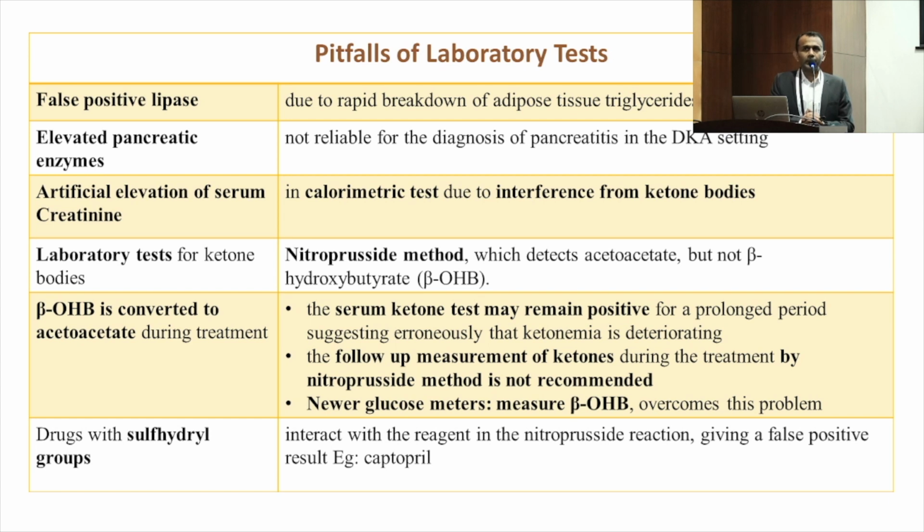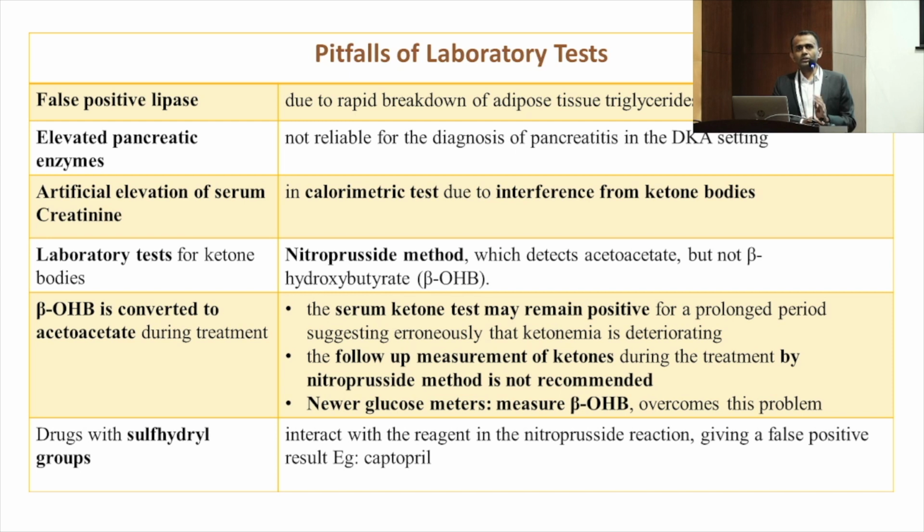There is artificial elevation of creatinine when you use the colorimetric method for serum creatinine, because of interference from ketone bodies. And when you check laboratory tests, it is mostly the sodium nitroprusside method, which we should be aware checks only acetoacetate, not beta-hydroxybutyric acid. So what happens? Beta-hydroxybutyric acid gets converted to acetoacetate, which continues to get excreted in the urine. When you check the nitroprusside test, you will be disappointed that ketones are still persisting.